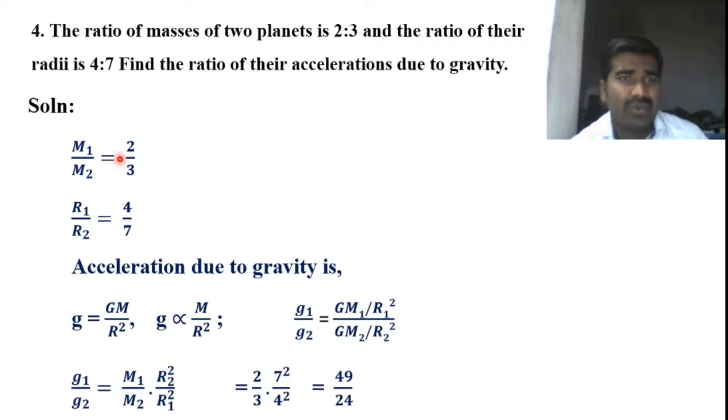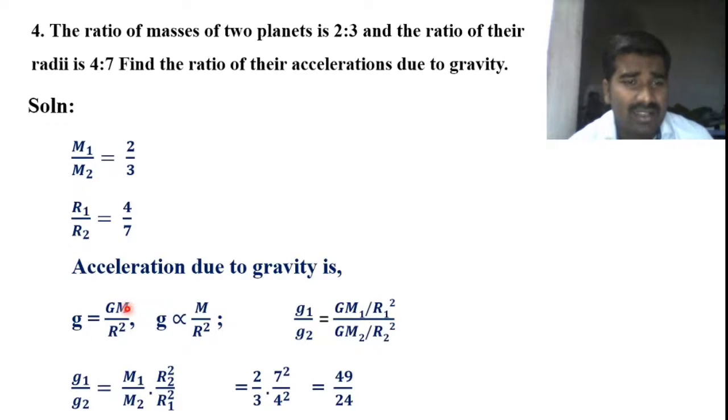Okay, here m1 by m2 is given as 2 by 3, and r1 by r2 is equal to 4 by 7. Then we want to find the acceleration due to gravity. We can write small g is equal to GM by r square. Here g is nothing but acceleration due to gravity. Capital G is nothing but the gravitational constant.